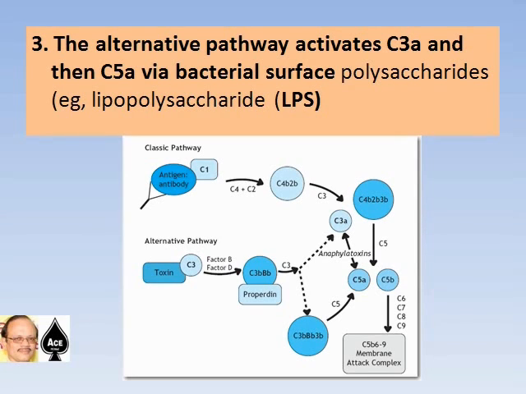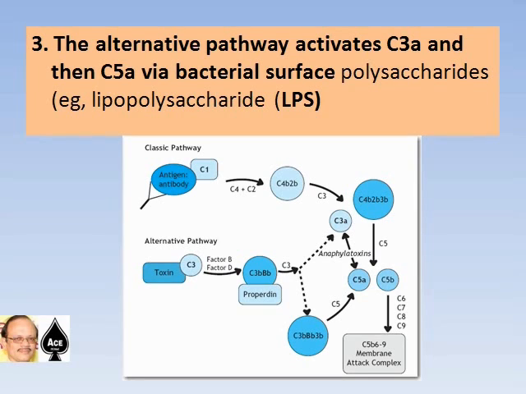Now coming back to the alternative pathway. The alternative pathway activates C3a and then C5a via bacterial surface polysaccharide like lipopolysaccharide LPS. So in this picture I am showing the classic pathway. Antigen antibody C1, C4 plus C2, produces C4B2B. Then along with C3 produces C3A. Then the C4B2B3B.